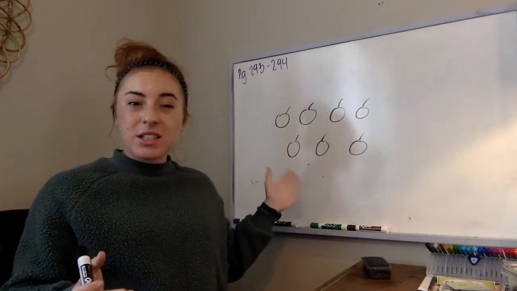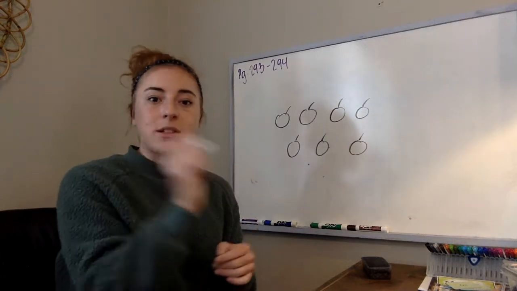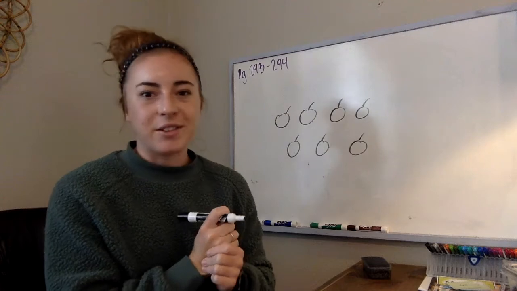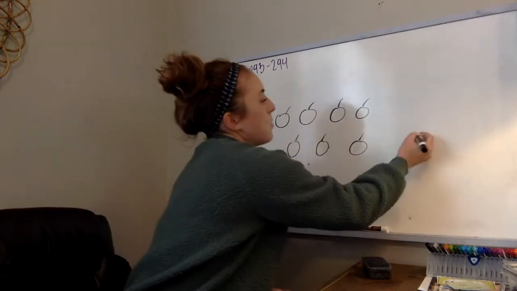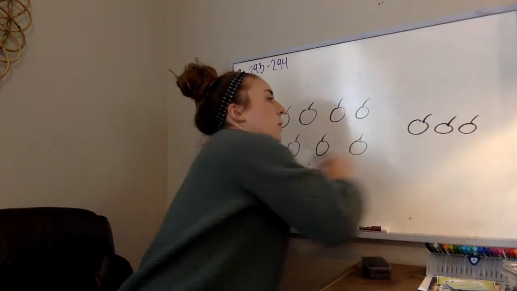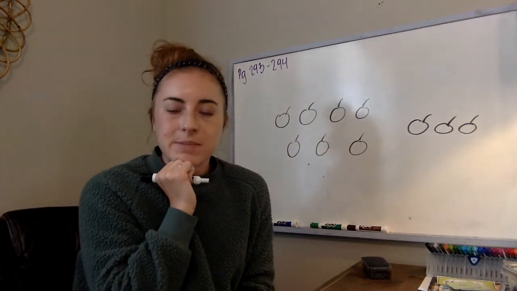So what can I do to my picture to show that? Should I cross out 3 cherries? I don't think so. I think we're going to add 3 more cherries. So here's the ones that he went back up to the tree to pick. 1, 2, 3. How can I start writing my number sentence?